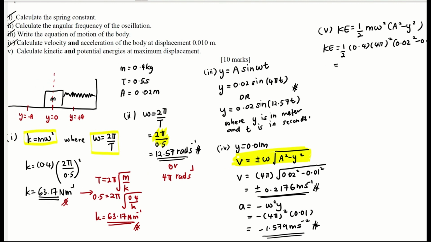Sekejap. Calculate the kinetic energy and potential energy at maximum displacement. Sorry, maximum displacement, right? So maximum displacement means that dia nak add y equal to a lah, which is 0.02 meter.